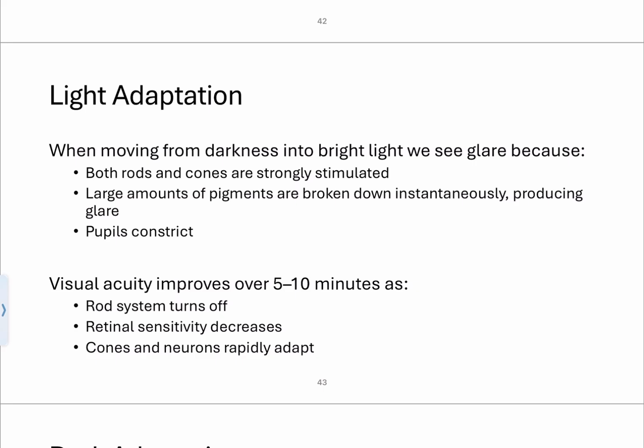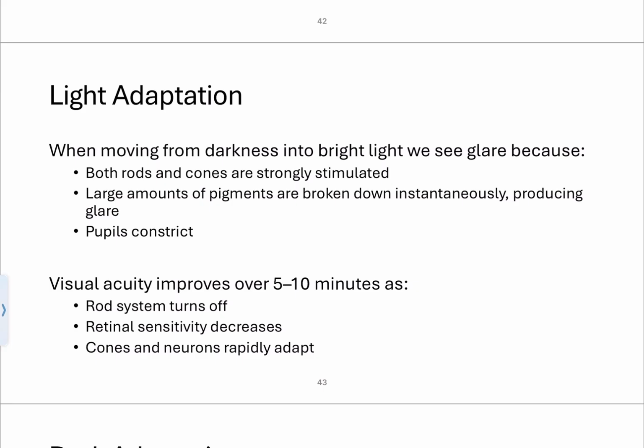Light adaptation occurs when we are moving from a dark area into a bright light. For example, if we're leaving a movie and then walking outside in broad daylight. Temporarily, just for a split second, probably all we see is white light because the sensitivity of our retina is still kind of set for that dark or dim light. So both rods and cones are strongly stimulated, and we have large amounts of visual pigments break down almost instantaneously, and this is going to produce a huge flood of signals that accounts for the glare that we experience when we go from a very dark area to a very bright area.